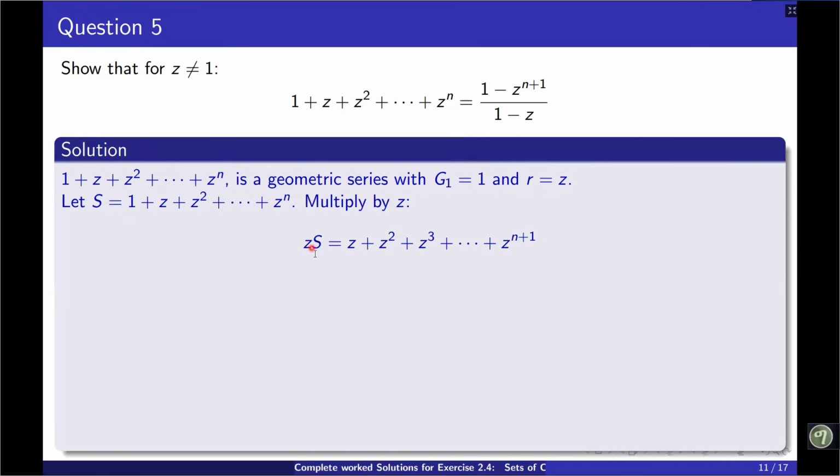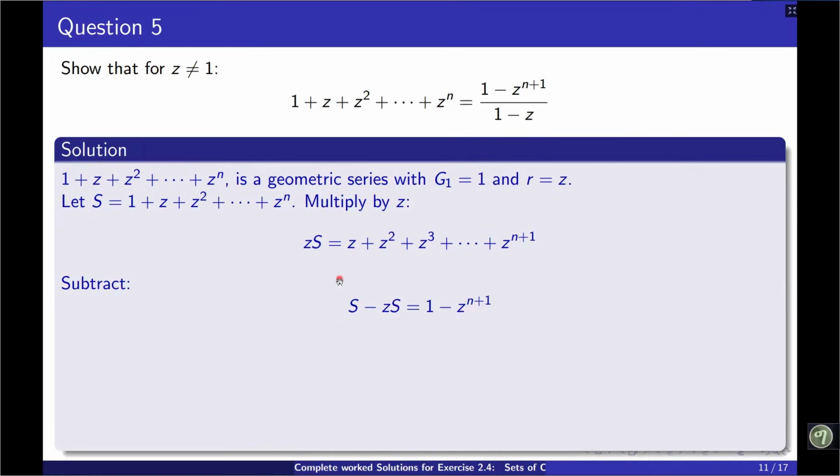And then multiplying both sides of this equation by z, we have z times s is equal to z times 1, that's z, plus z squared, z cubed, up to z to the power of n plus 1. The power n plus 1 means z to the power of n multiplied by z. We have this one, that is z to the power of n plus 1.